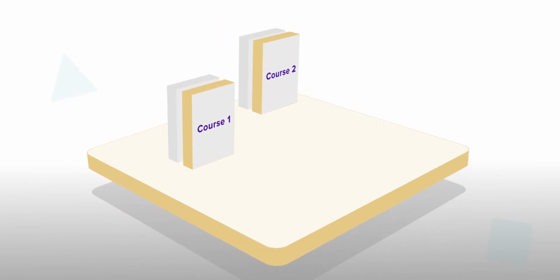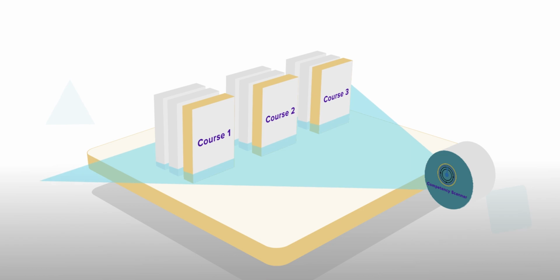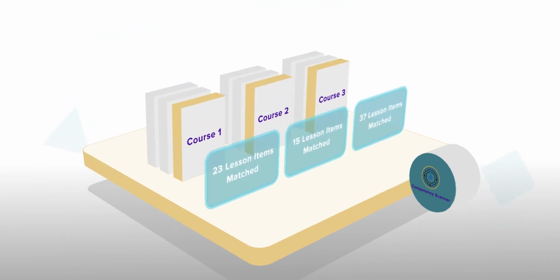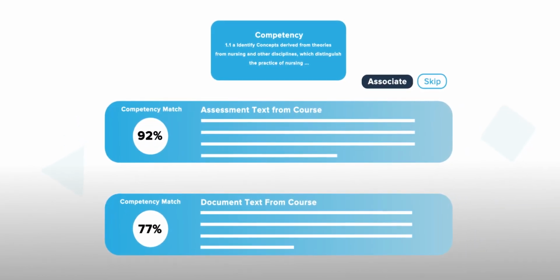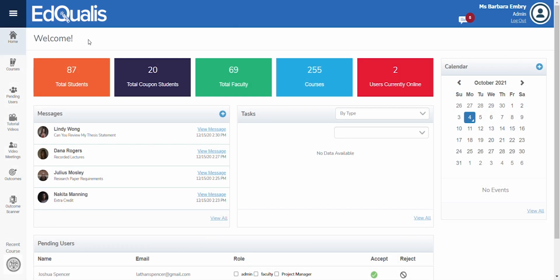EdQualis created the Competency Scanner, which enables admin to scan entire courses for lesson items that match competencies within your chosen licensing standard. The scanner uses natural language and associates the lesson items with the competencies by percentage accuracy. You no longer have to manually map lessons to competencies. The Competency Scanner does it all for you automatically.